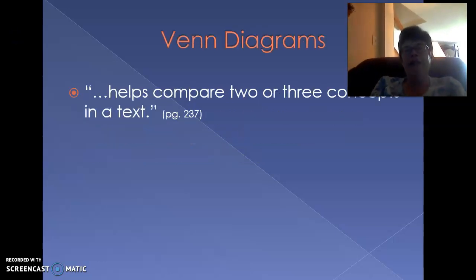When we use Venn diagrams, they help compare and contrast 2 or 3 concepts in a text. Now, if you're just going to compare 2 things or contrast 2 things, you're going to use what's called a T chart. It's just a capital T, and you put information on one side for one thing, information on the other side for the other thing. You either compare or contrast. If you want to do both, you use a Venn diagram.